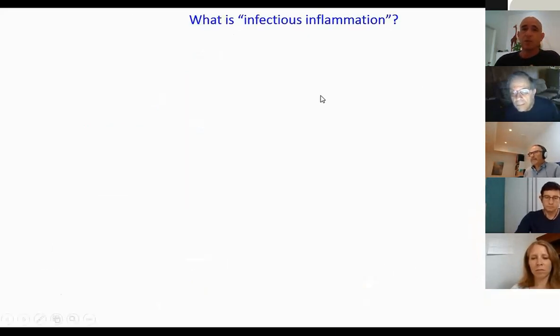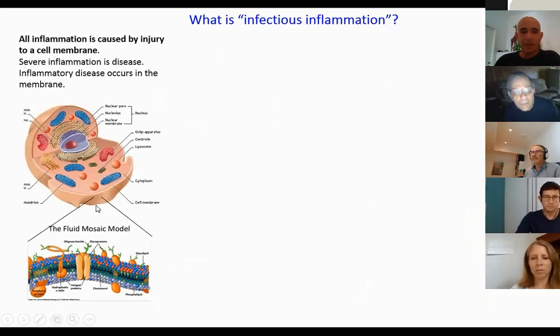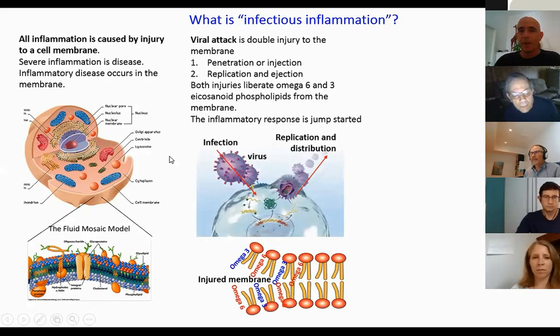infectious diseases. So what is an infectious inflammation? So this is the cell, and this is the membrane. And the membrane is made of phospholipids. So we're in the lipid world. So most people know it's a double layer and it's very complex. And what is a viral attack? A viral attack is a double injury to the membrane. There are two steps of injury.